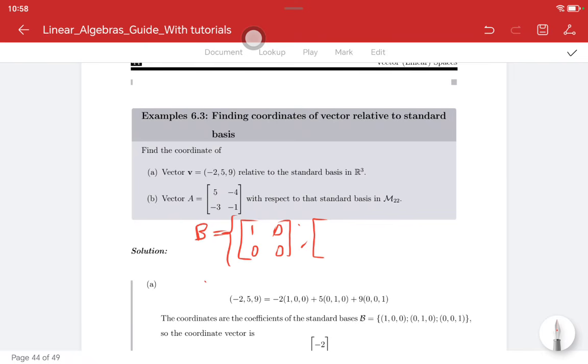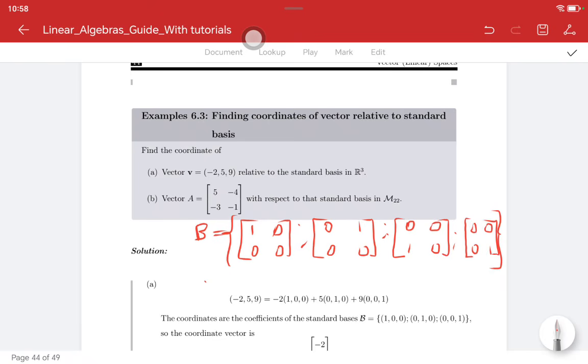The second one, the 1 will come here. So since this is 2 by 2, we're going to have 4 standard bases. The third one will come here. The fourth one will be on the last part.